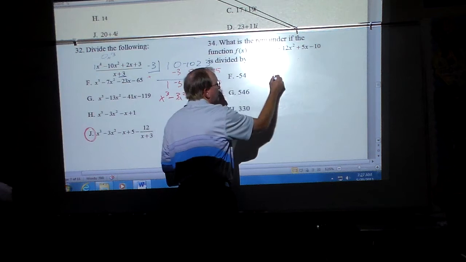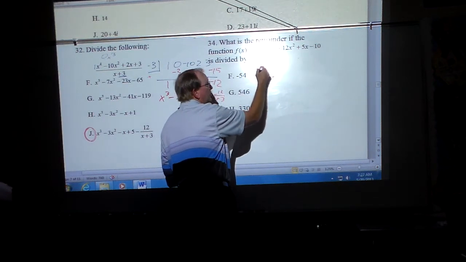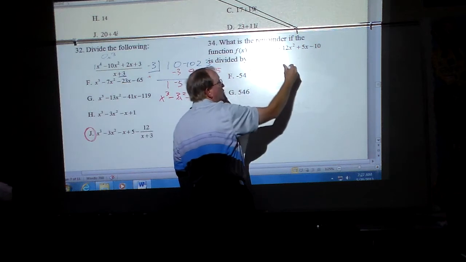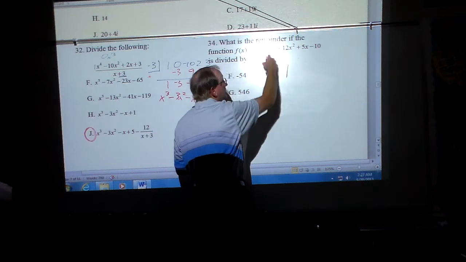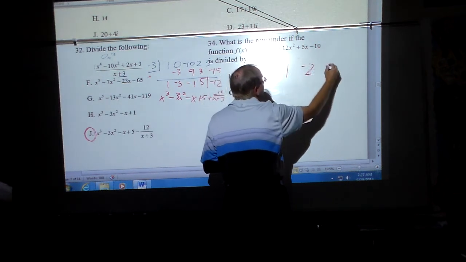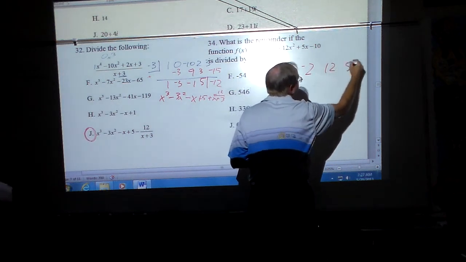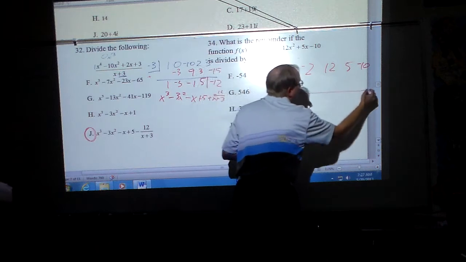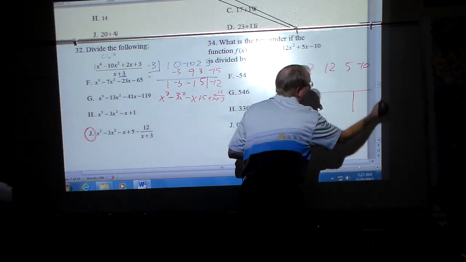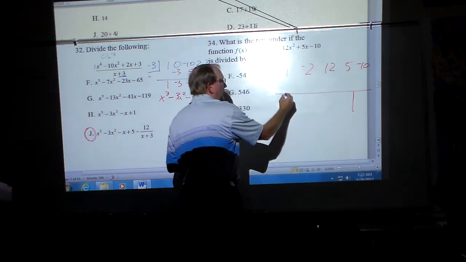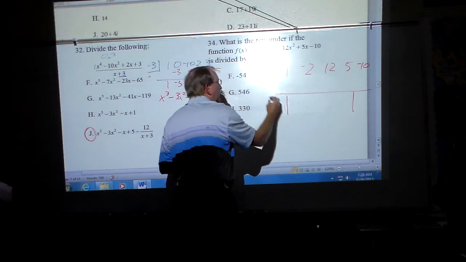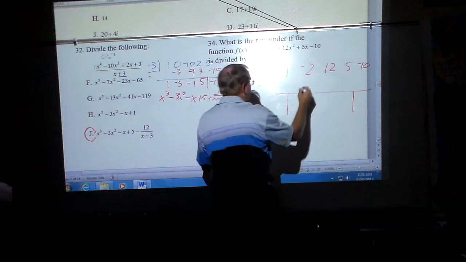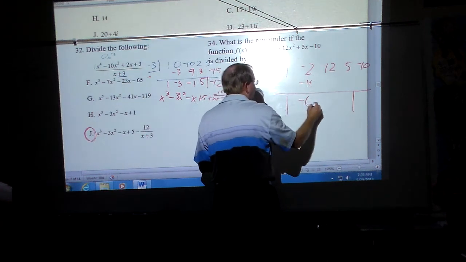I'm going to make my house, but it's positive 4, so I'm going to make it negative 4. And I go up here, my coefficients for the x to the fourth are 1, negative 2, 12, 5, and negative 10. I draw a little line. The answer I'm going to be looking for is going to be the remainder in that part right there. You bring down the same number. Remember, multiply this. What's negative 4 times 1? It's negative 4, which will make negative 6.